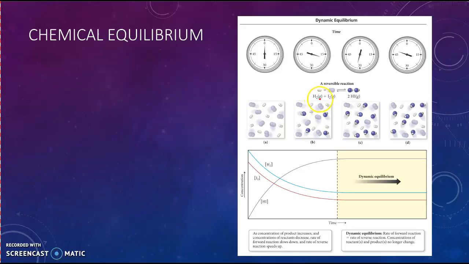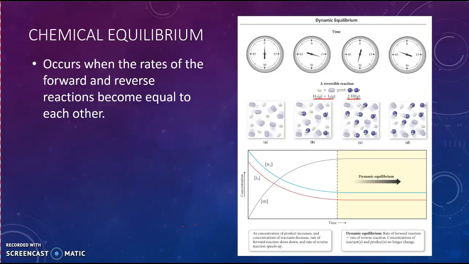As we go from our reactants over to our products, we're going to use this hydrogen iodine reaction as a model. The concentration of my reactants will decrease, which is shown on the graph right here, and the concentration of my products will increase, which is shown right here. Over time, the forward reaction will get slower and the reverse reaction gets faster, and eventually they'll get to be the same speed.